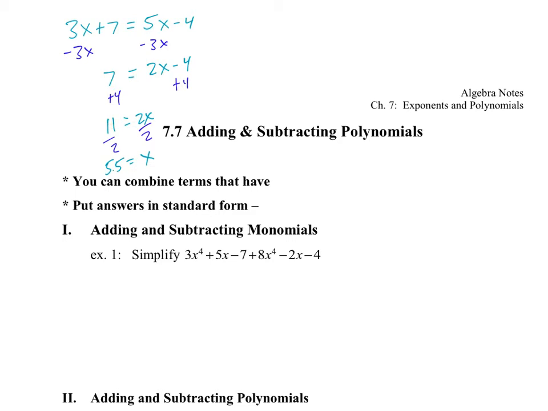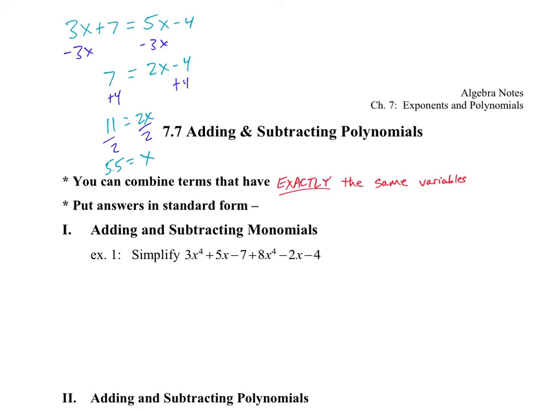So what I would write is: you can combine terms that have exactly, emphasis on that word exactly, the same variables. So we can combine things with x's, like 3x and 5x, we can combine those. And things without x's, we can do it.